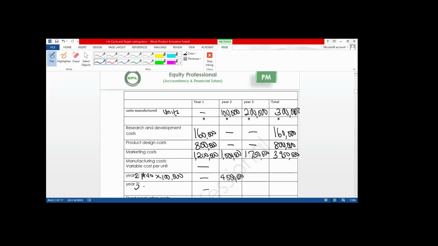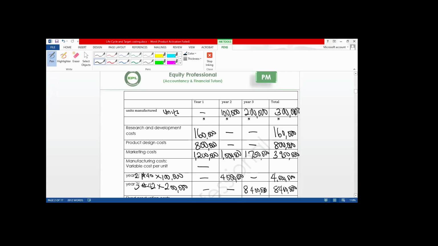Year 3, what is the manufacturing cost per unit? 42 naira. We are going to manufacture how many? 200,000 units. Please multiply. That will give 8.4 million. Total: year 2, 4 million; year 3, 8.4 million.